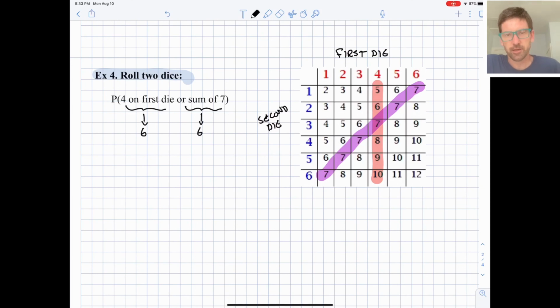And how many ways are there that both could happen? There's one way that both could happen. Okay, this is out of 36 total. This is a 6 by 6 grid. Okay, so there's 6 ways out of 36 we could get a 4 on the first die, 6 ways out of 36 we could get a sum of 7, minus 1 that we just double counted. And we're going to get 11 out of 36 overall.